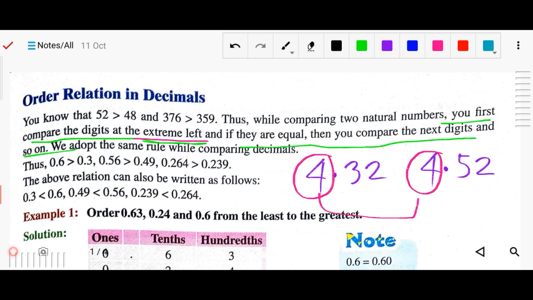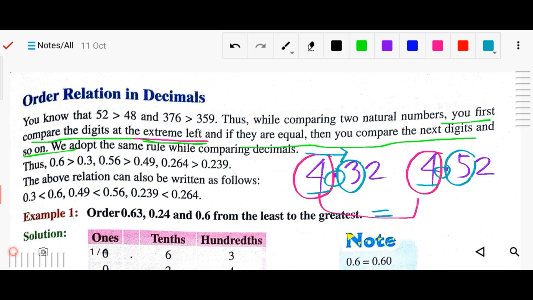So we will get the result. Here you can see there is a 4 and also here is a 4. So both are equal. So no conclusion, we cannot conclude anything about which number is the greatest and which one is the smallest. So now we will move to the next digit. Now you can see the point here, and here is also the point. Okay, so same.